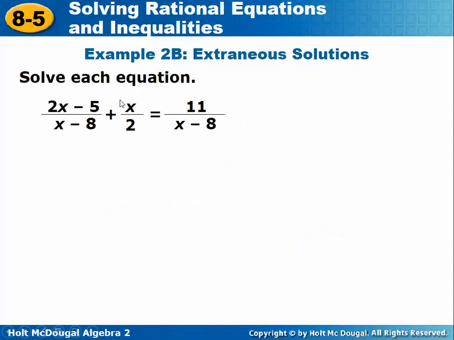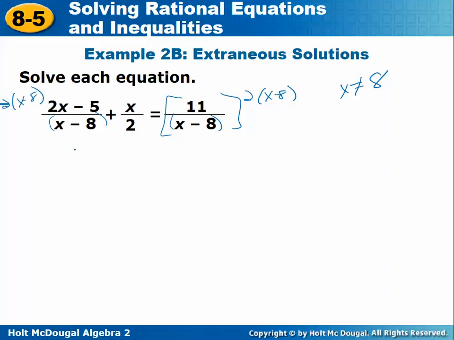Okay, here's another example. Note right away that x cannot equal 8, because if we did, we would get 0 in the denominator. Our common denominator of this one's a little trickier. We have an x minus 8. We also have a 2. So the common denominator is 2 times x minus 8.